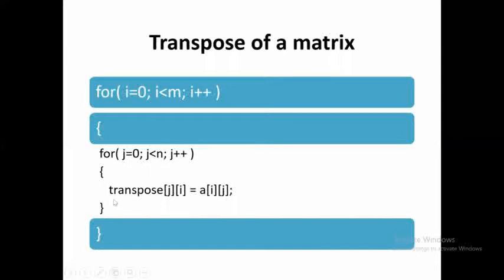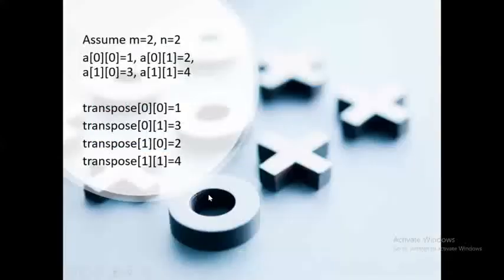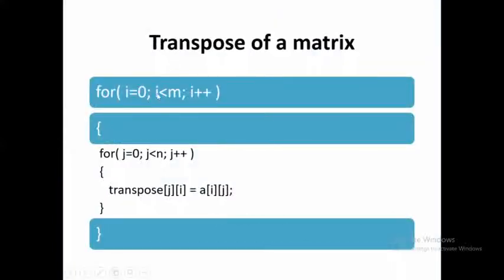Next thing is what? Transpose of ji. Okay, j value is what? 0, and i value is 0, both are 0 0, no change. And that is a of ij value, whatever the a of 0 0 value is there, same thing, that value is assigned to what? Transpose of ji. Okay, see here, this one, transpose of 0 0 is assigned this value, that is a of 0 0 value, that is 1. Now j value is going to be incremented by 1, 1 less than 2, condition is true.